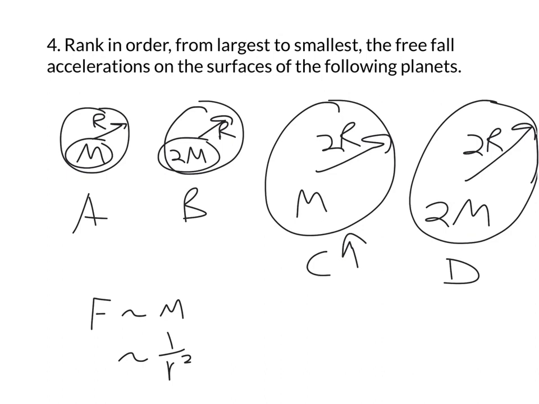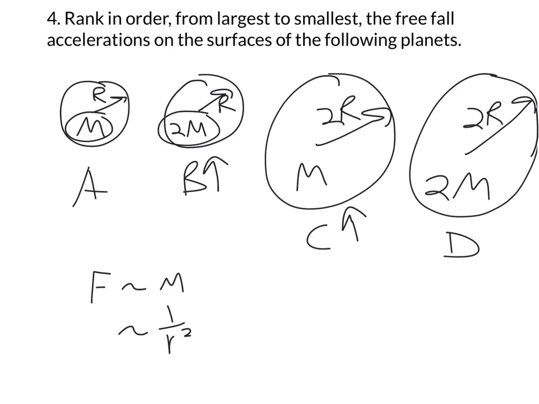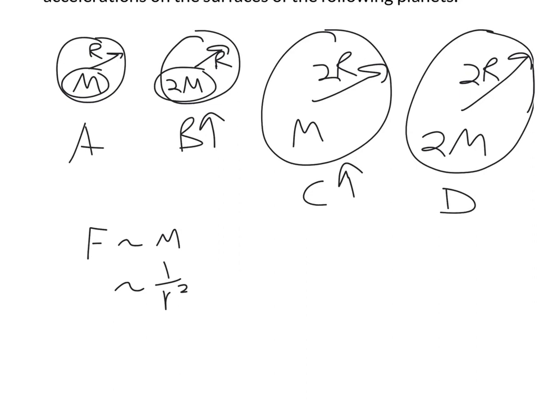So the ones with the smaller radius, A and B, should have the larger gravitational force, and between them, the one with twice the mass should have the most gravitational force. So let's put that together. So we'll say that B has the most gravitational force. A has half the gravitational force of B, because it has half the mass of B with the same radius.